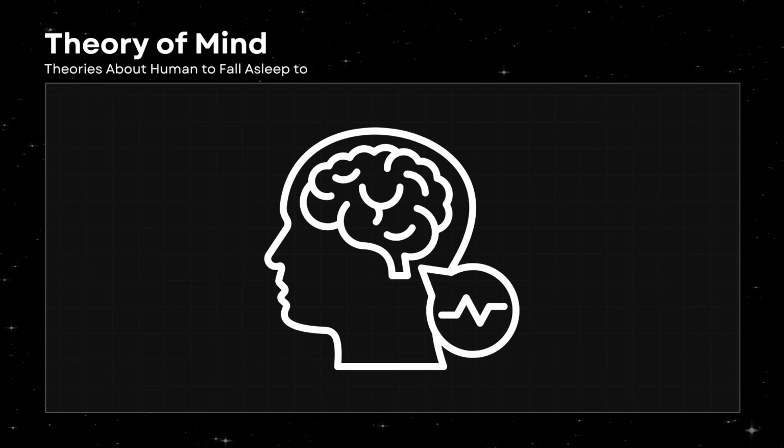Language helps support theory of mind. Words like think, feel, hope, know, or believe allow people to talk about mental states.